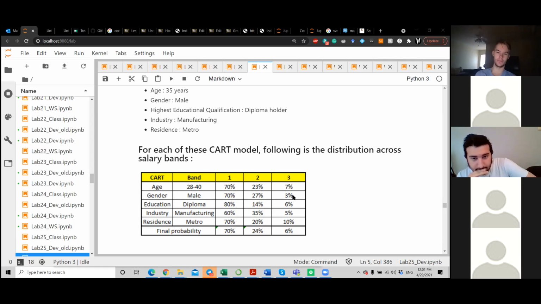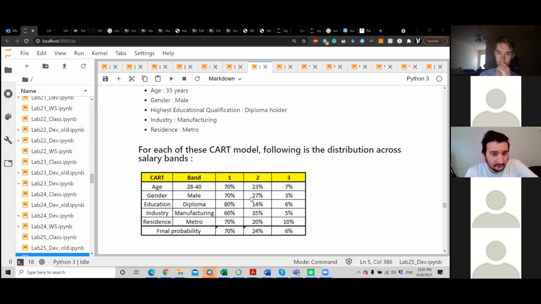The vote method? The vote method, yes. What's the vote method? Good question. Based on the insight from the first tree, the first row in this table, which class has the highest probability? Salary band 1. So the vote of the first tree is going to be 1. What about the second tree? It would be vote 2.